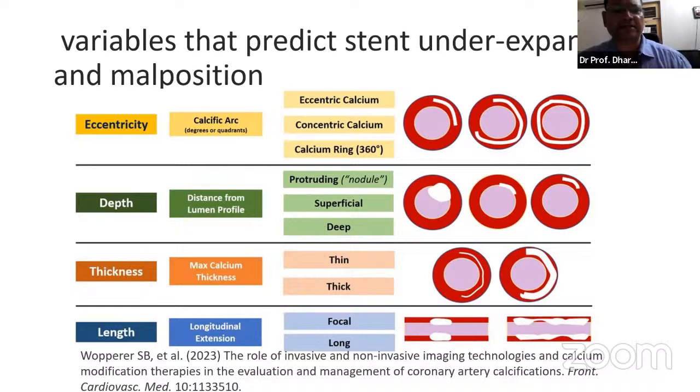So these are the various factors: eccentricity. If it is a 360-degree calcium ring, which was there in this case, it was a highly calcific arc. Then depth also, it was deep, and protruding nodules are there at various places. Thickness wise, it's obviously thick, and length wise, it's also diffuse from proximal to mid. So all features were there with a heavy calcific disease.